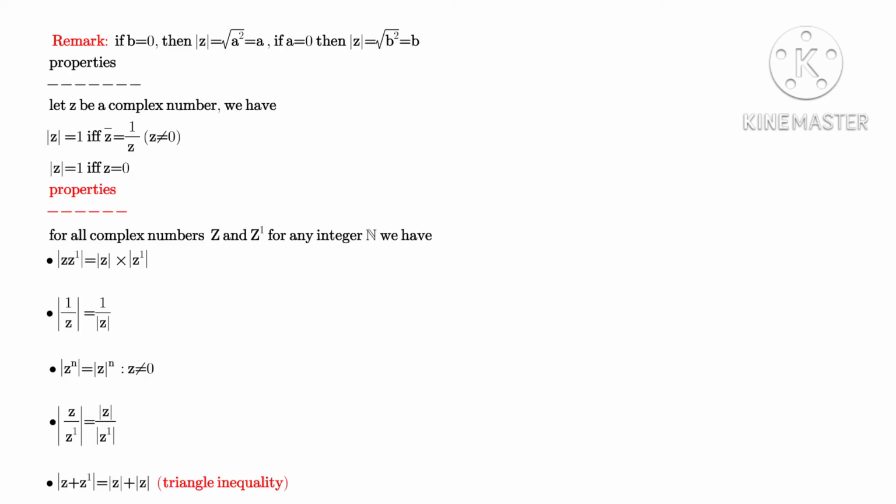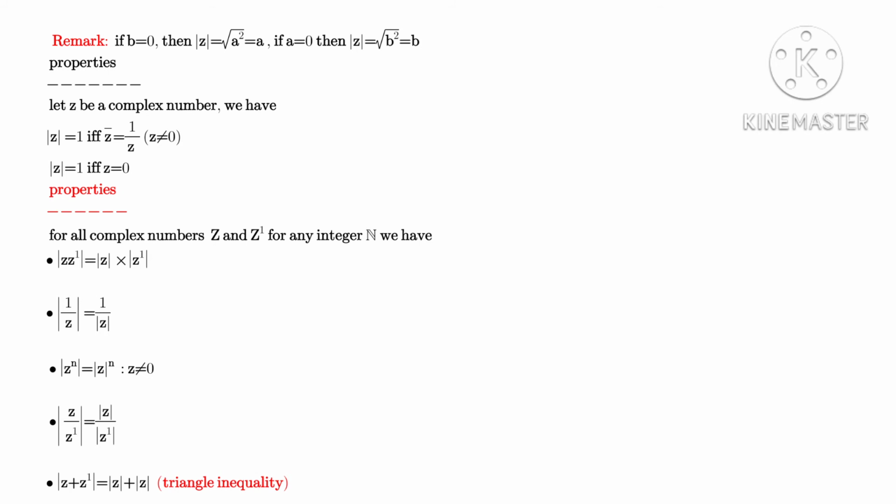Alright, so we have a beautiful remark here that if b equals 0, then the modulus of z will give us a. And similarly, if a equals 0, the modulus of z will give us b. So we have the properties. The modulus of z can only be equal to 1 if and only if the conjugate, so take note, there's a difference between the conjugate and the modulus, equals 1 over z, where z is not equal to 0. And also the modulus is equal to 0 if and only if z equals 0.